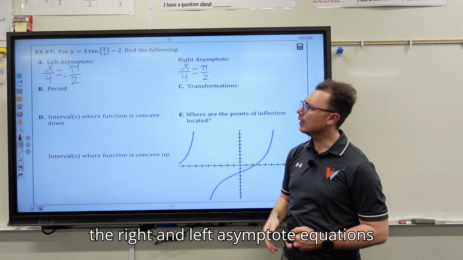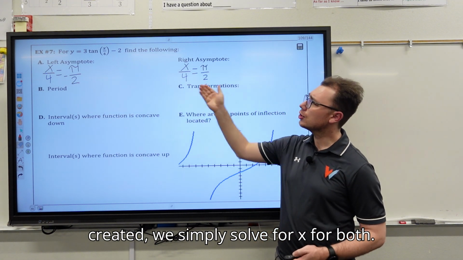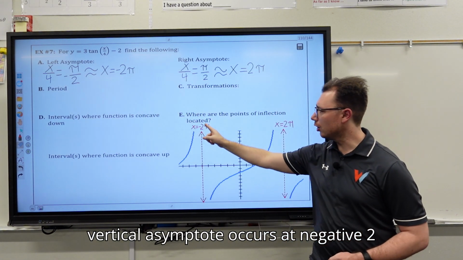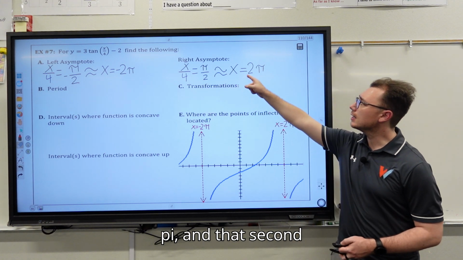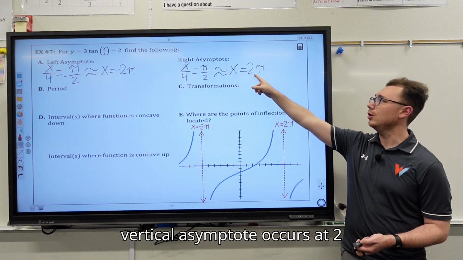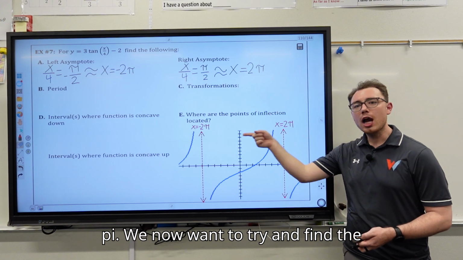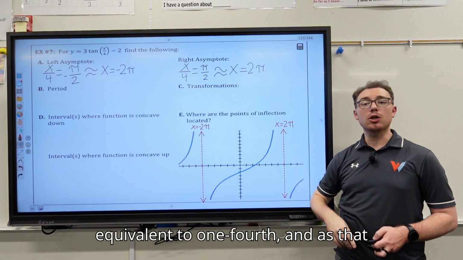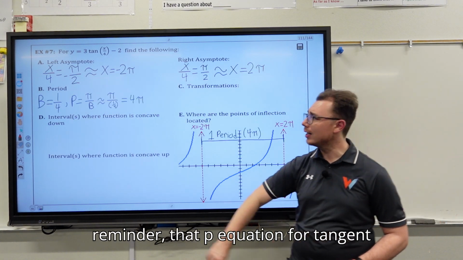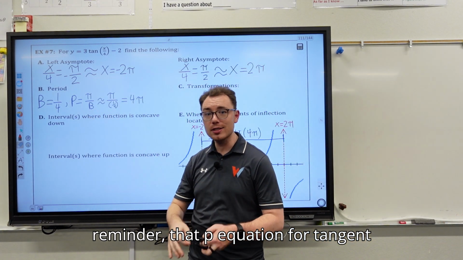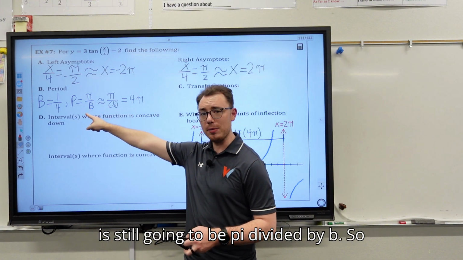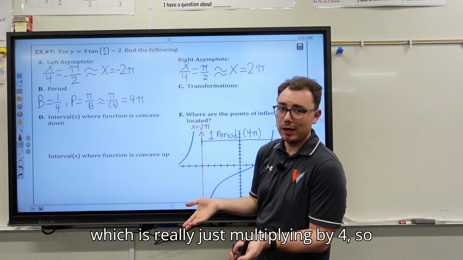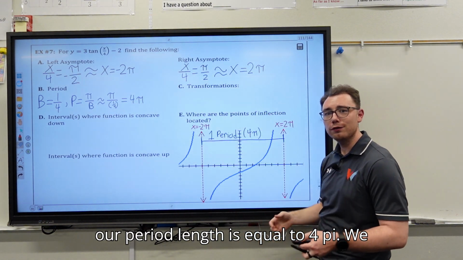Once we have the right and left asymptote equations created, we simply solve for x for both. That first equation for our first vertical asymptote occurs at negative 2 pi, and that second vertical asymptote occurs at 2 pi. We now want to try and find the period based on our b value. We can see that our b value here is going to be equivalent to 1/4, and as a reminder, the period equation for tangent is still going to be pi divided by b. So we simply do pi divided by 1/4, which is really just multiplying by 4. So our period length is equal to 4 pi.